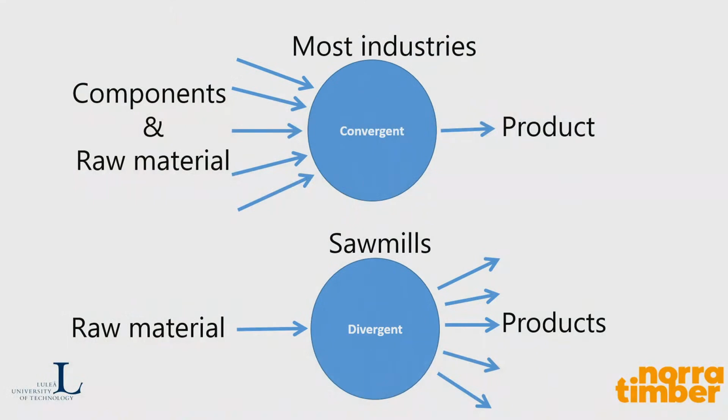And that is that our industry is in one way different to most other production industries. Most industries have a convergent flow where they buy components and raw material, put it together into a limited number of products. Sawmills buy logs, and every single log is divided into several products. So we have a divergent flow.